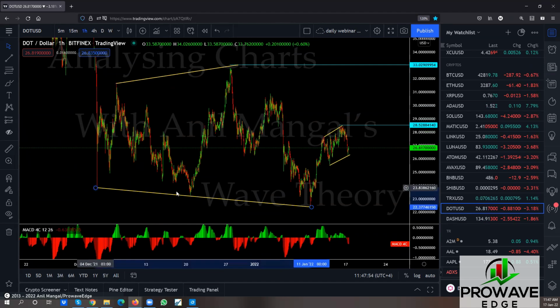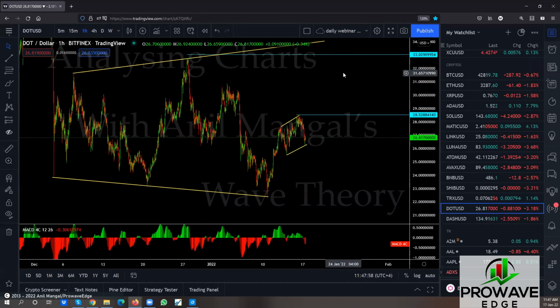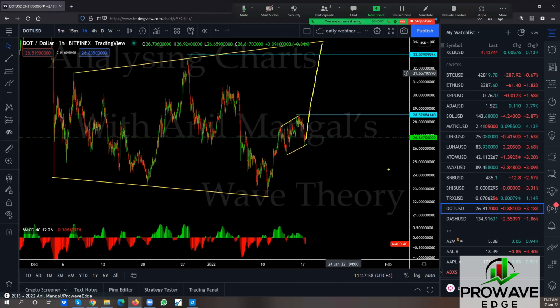Right? You could put this here. And it should go back to the top, and then we're going to watch the top here at this level, assuming that we're still in some kind of a big expanding flat, right? We could go with that argument.